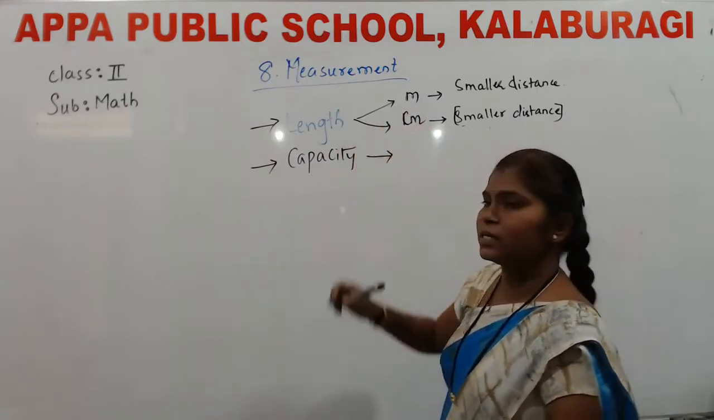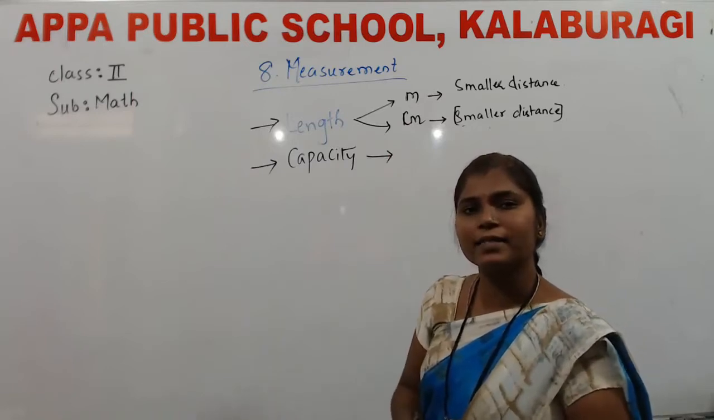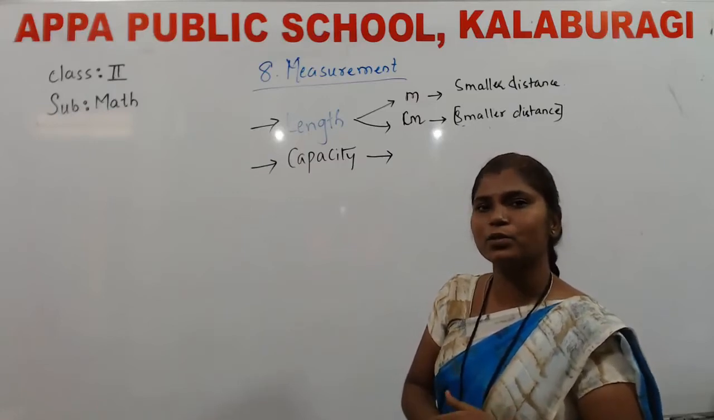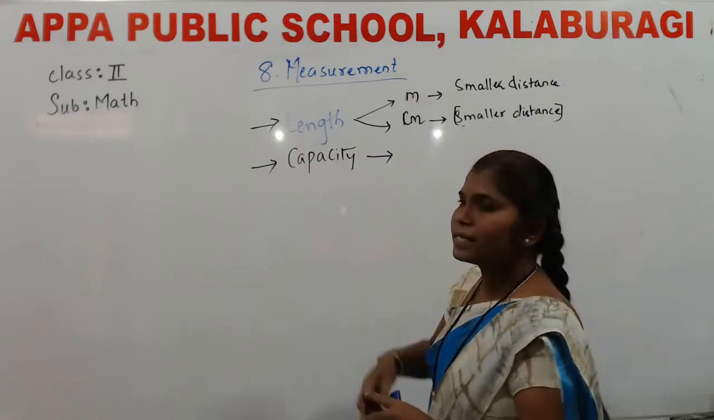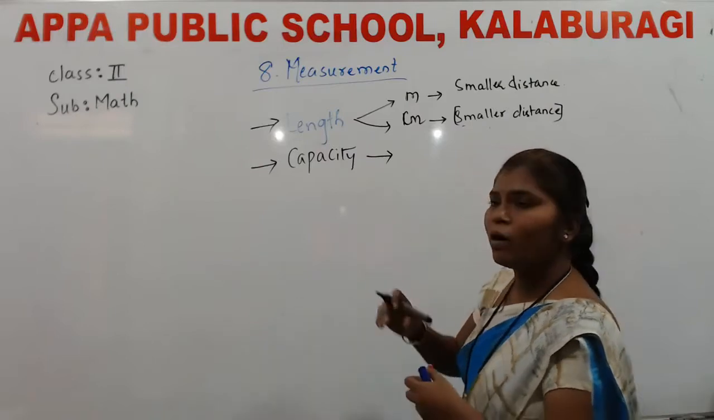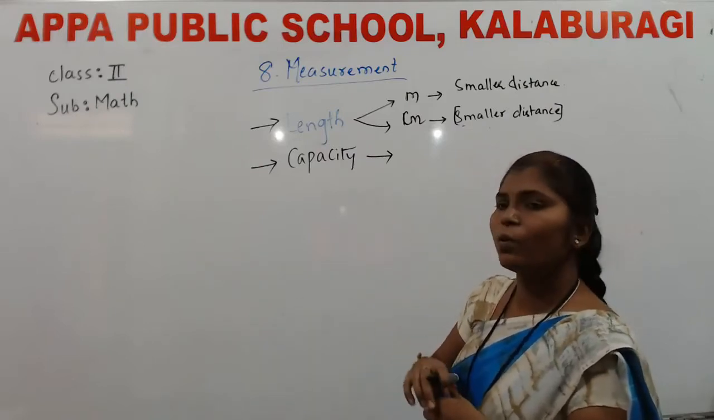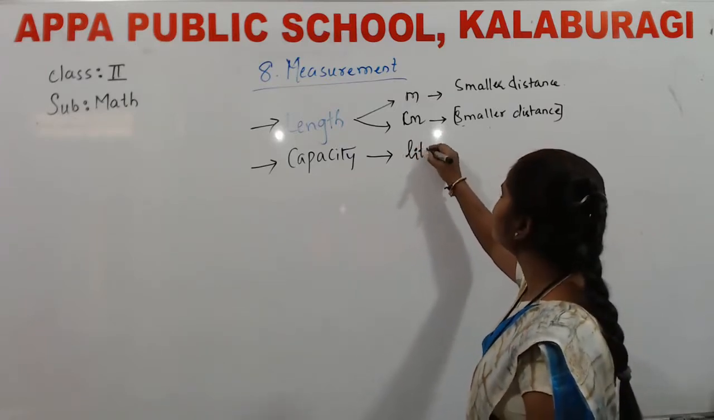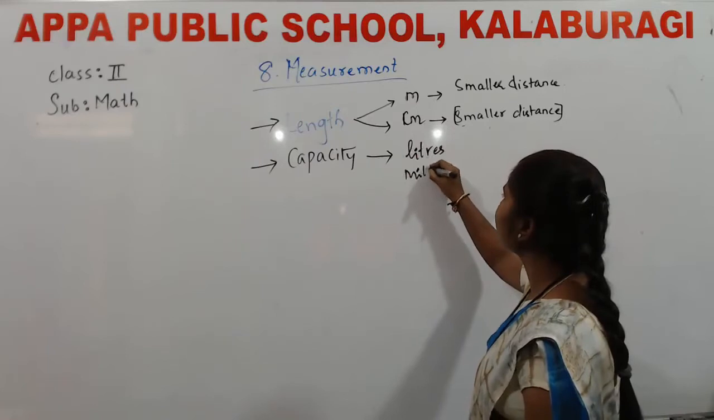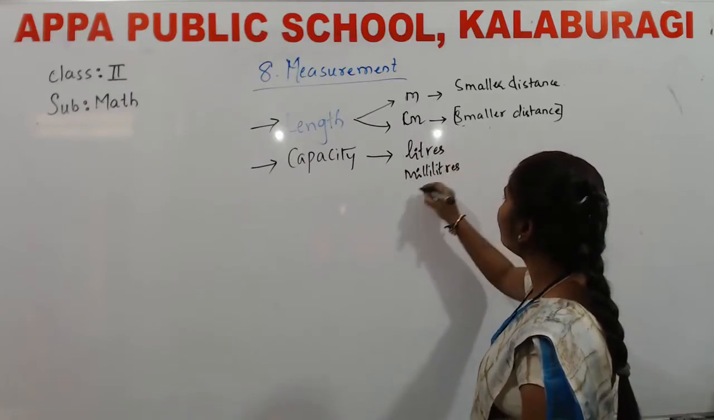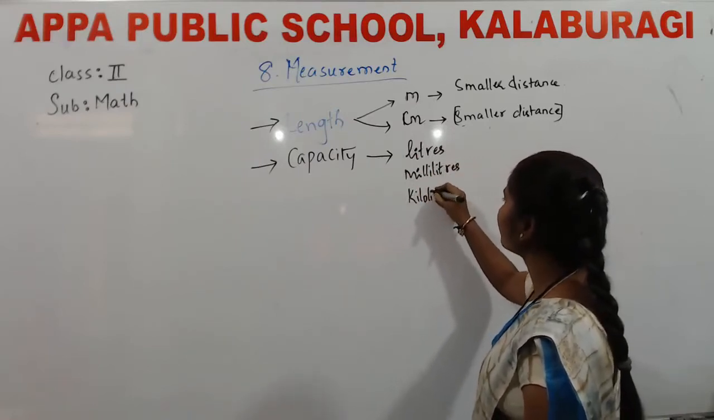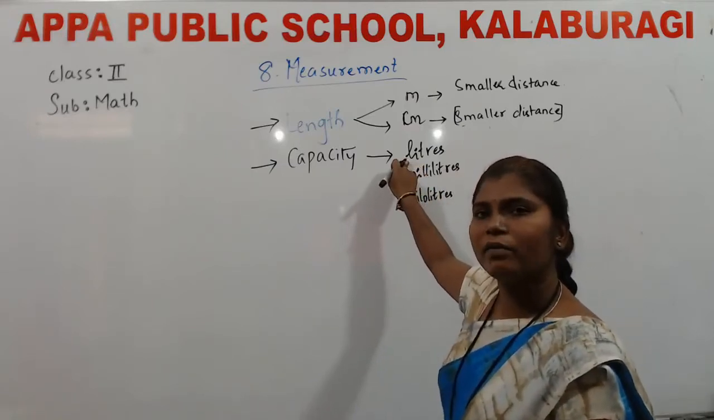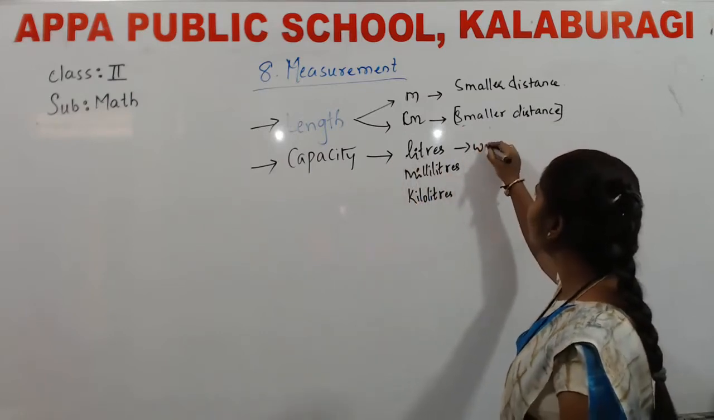Next, capacity. How do you define capacity? Capacity is defined in terms of the amount of something that has to be measured. It is the amount that a container is going to contain. Capacity can be measured in terms of liters, milliliters, and kiloliters. An example for liters is your water bottle.